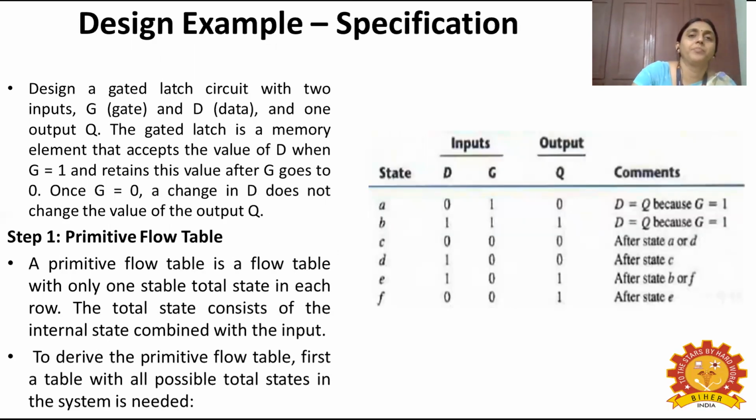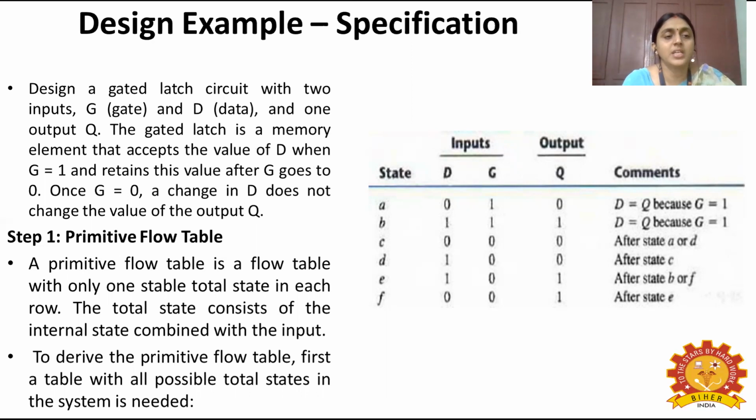And the last step is to simplify the Boolean functions of the excitation and the output variables and draw the logic diagram. So here is a design example along with the specification. Design a gated latch circuit with two inputs, G, which is the gate, and D, data, and one output Q. The gated latch is a memory element that accepts the value of D when G is equal to 1 and retains this same value after G goes to 0. Once G is 0, a change in D does not change the value of the output Q.